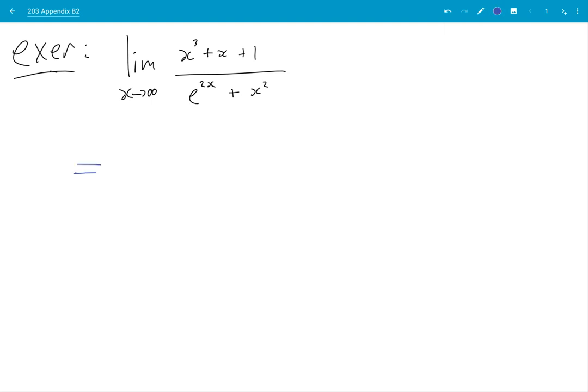What do we get here? Well, we have infinity over infinity. So we do L'Hopital's rule. On top, we get 3x squared plus 1. On the bottom, we get 2e to the 2x plus 2x. This is still infinity over infinity.